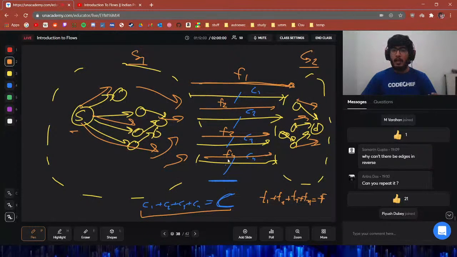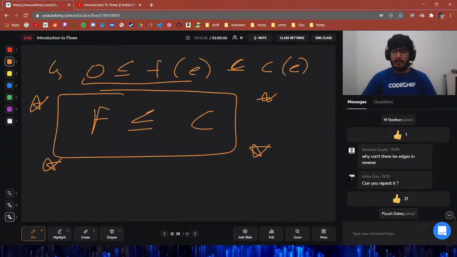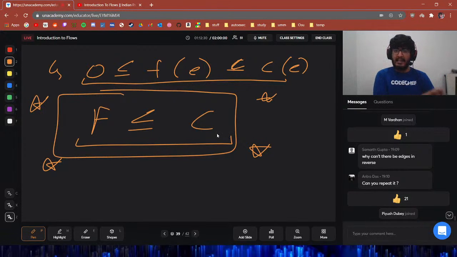And any flow that I'm going to have from S to D is going to go through these four edges with F1, F2, F3 and F4. So the flow value is going to be F1 plus F2 plus F3 plus F4. And because of this property, that for any edge the flow is less than or equal to its capacity, we finally have F is less than or equal to C. Basically, for a graph, any flow that we have is going to be less than or equal to any cut that we can have on that graph. Did you understand it, Aitra?